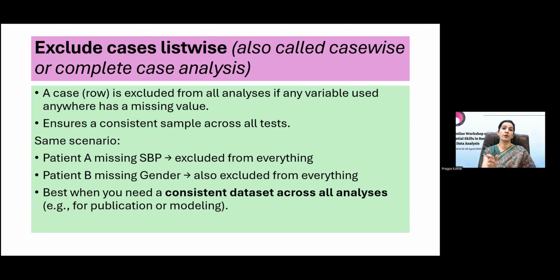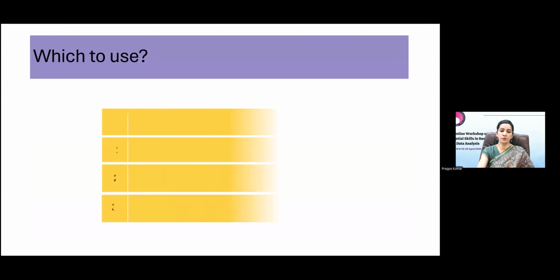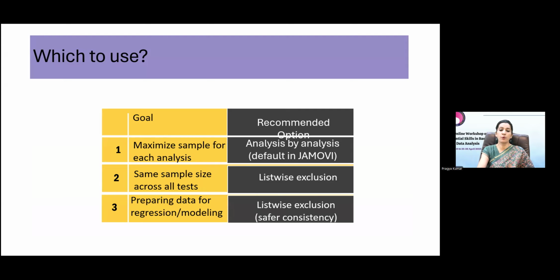But if you want a consistent denominator across all analyses, like when you are going for a publication or performing a regression analysis, you cannot have different numbers across the variables. So for that, you need to go with this listwise option. So which one to use? If you want to maximize your sample size for analysis, the recommended option is analysis by analysis, which is the default. But if you want to use the same sample size across tests, or perform a regression, then you should go with the listwise exclusion.